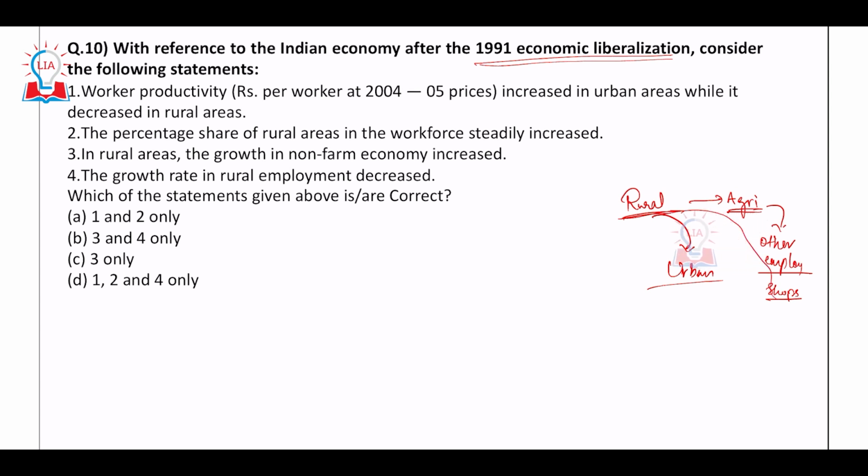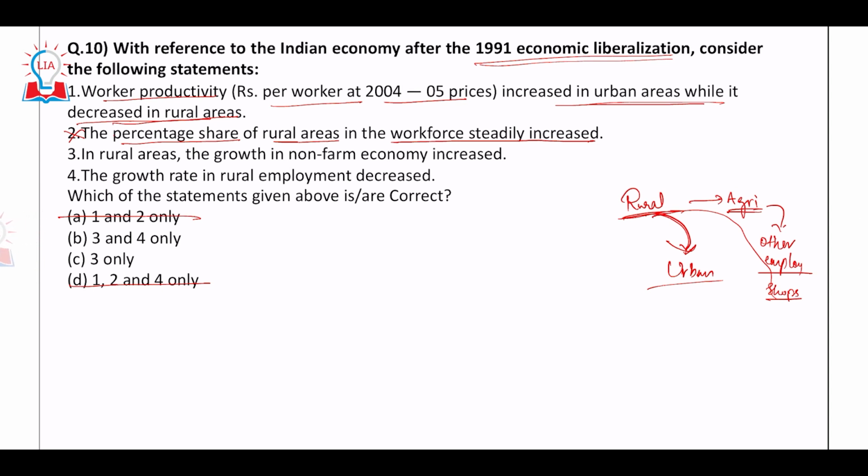Yes, by this measure, let's see. Worker productivity increased in urban areas while it decreased in rural areas, in rupees per worker at 2004-5 prices. We don't know anything about it. Let's keep it aside. The percentage share of rural areas in workforce steadily increased. Look at this percentage share of rural areas in workforce. When people are moving from rural to urban areas, how can it actually increase, right? So statement 2 is absolutely wrong. So with that you eliminate A and D.